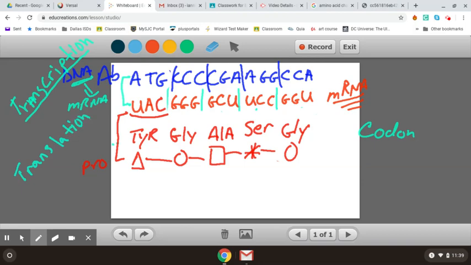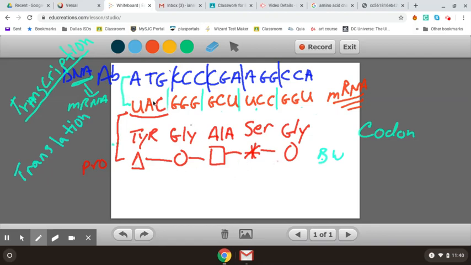Okay, that process is called translation. So the process of going from DNA to RNA, transcription. The process of going from RNA, mRNA, to protein is translation. So the chef has translated, or the ribosome has translated this message into the actual meal. So this is beef Wellington. All right, that's my beef Wellington.